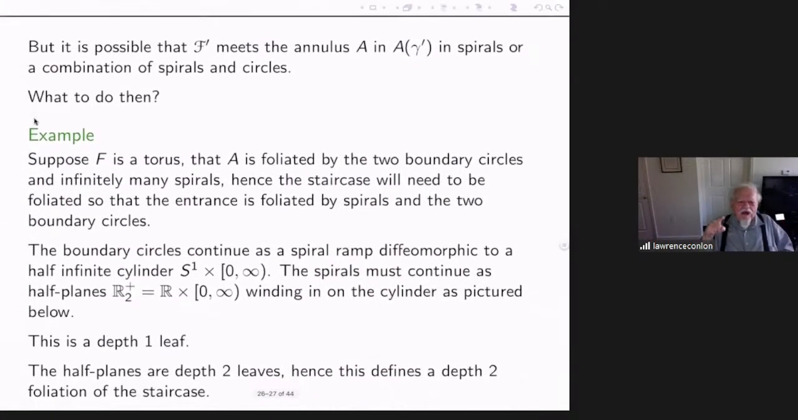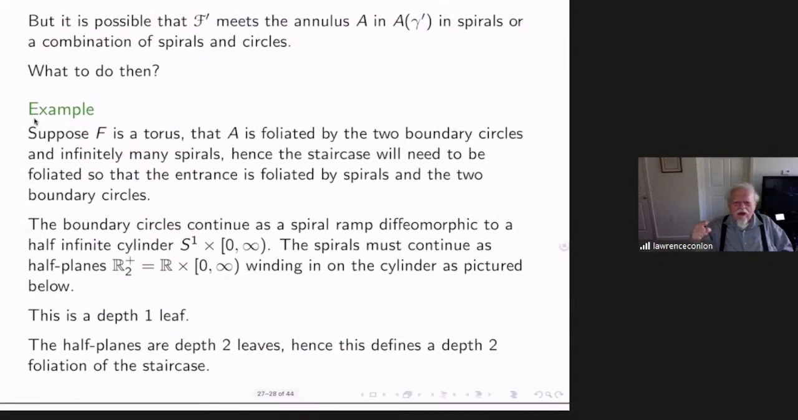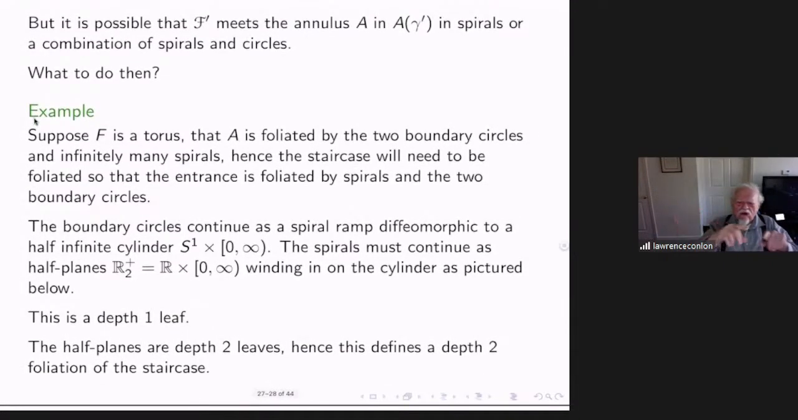So it's possible that F prime meets one of these annular components of gamma prime in spirals, or in a combination of spirals and circles. Then the Nishimori construction is no good, because it should be a product foliation along that annulus. So let me give you an example.